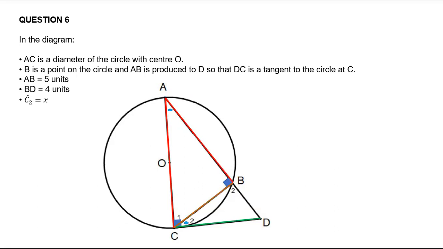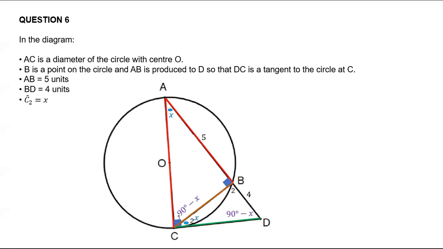We're good. Then they told us that AB is equal to 5 and BD is equal to 4. Then they tell us that C2 is X, which means that A will also be equal to X. Now I can just complete the sentence by saying that C1 will be 90 degrees minus X, and angle D will also be equal to 90 degrees minus X.